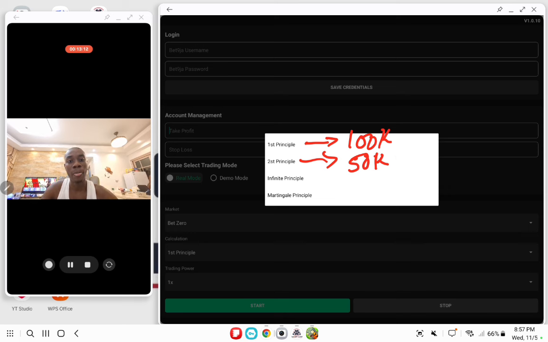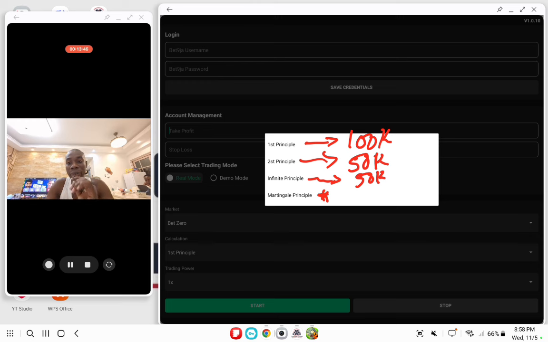Then the infinite principle, also 50k is fine. This one, the Martingale calculation, here is one thing I need you to understand. The Martingale calculation on this particular system doesn't require much. It requires just 54,000 naira capital.